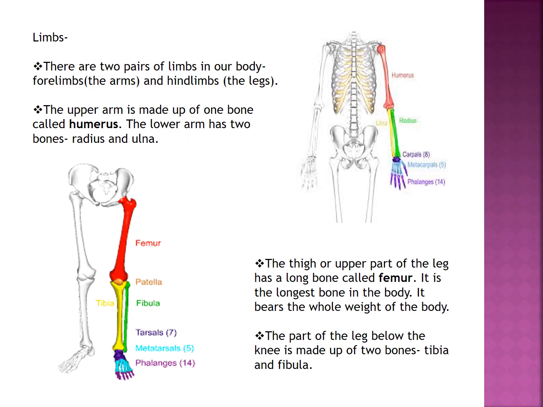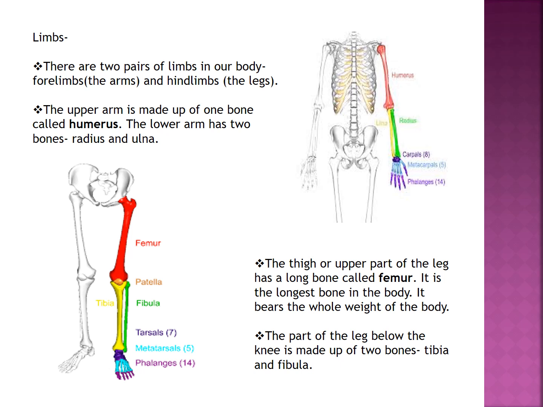Limbs. There are 2 pairs of limbs in our body. Forelimbs, the arms, and the hind limbs, the legs. The upper arm is made up of 1 bone called humerus, and the lower arm has 2 bones, radius and ulna. As you can see in the picture given here, the red color bone is humerus and the bones shown with green and yellow color are radius and ulna.